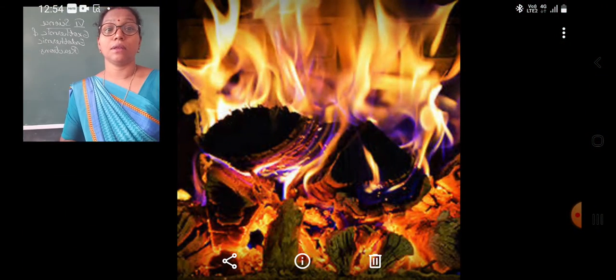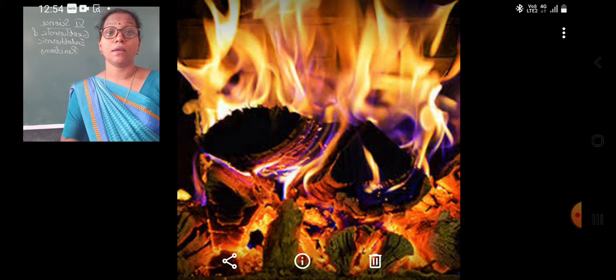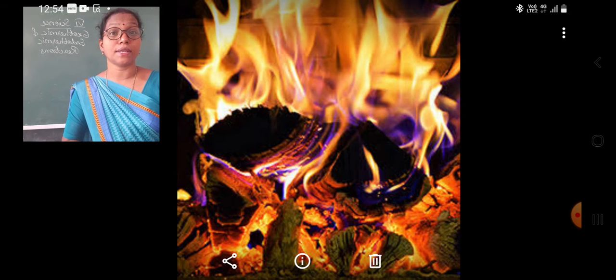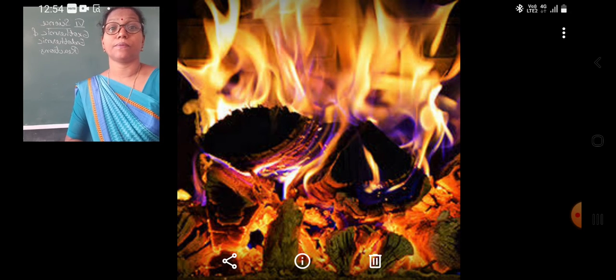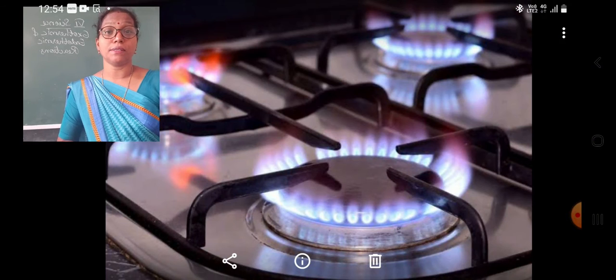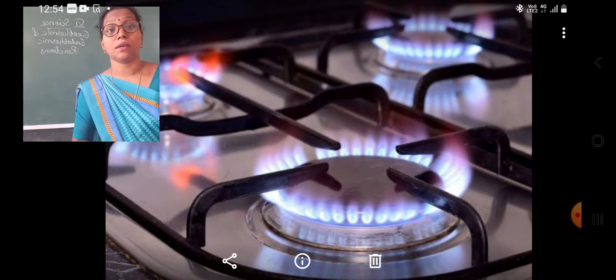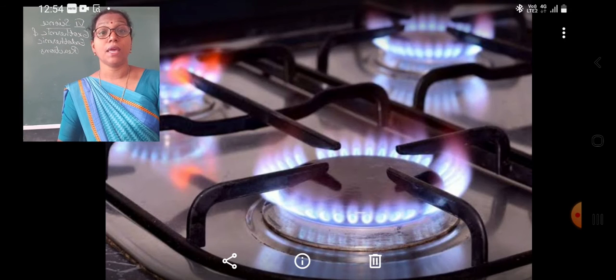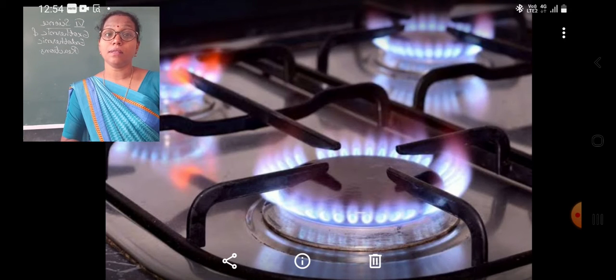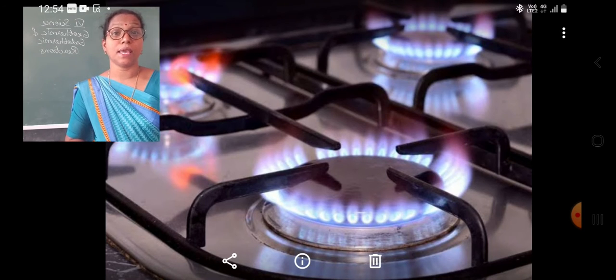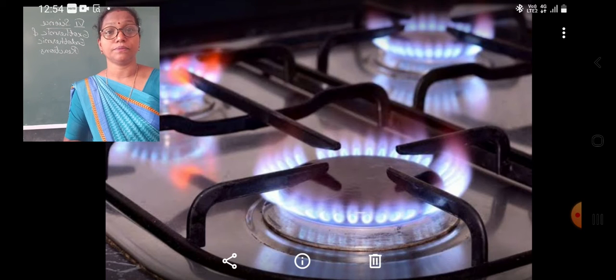Now students, the burning of coal, the burning of cow dung cakes, that is kanda we will say. So these are examples of the exothermic reaction. In all these reactions, the heat is produced. The burning of fuels such as the LPG in our stoves is an example of exothermic reaction. In this reaction also the heat is produced and this heat we use for cooking our food.